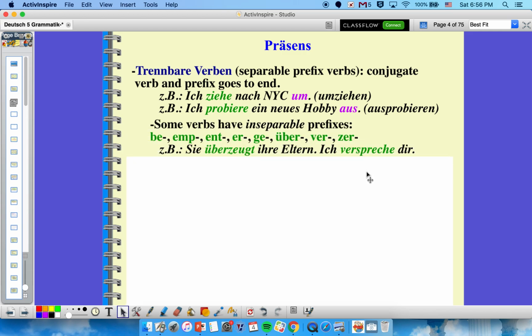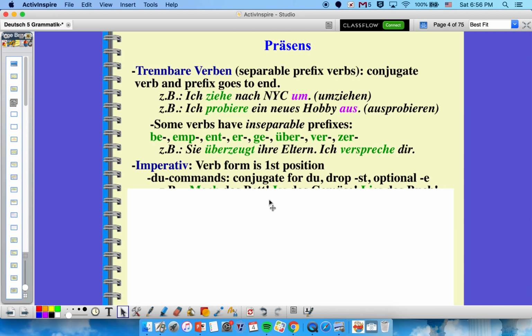Now, some verbs have inseparable prefixes, so watch out for those. The one here that was my exception, where it is actually a word by itself, but it isn't separable, is über. So that's really the only one that people sometimes make mistakes on. Überzeugen, überfahren, things like that. They don't separate. It's inseparable.